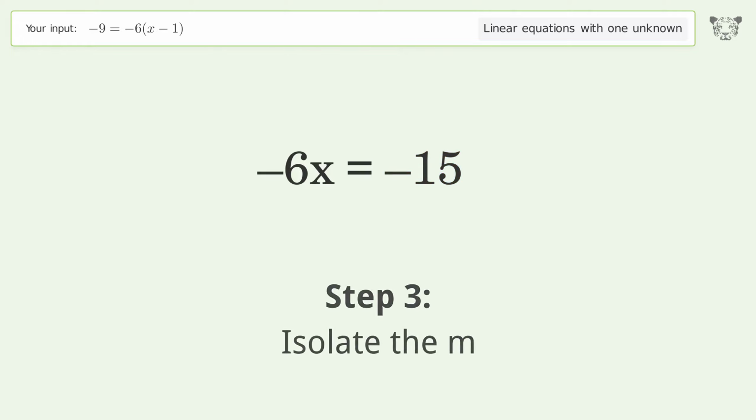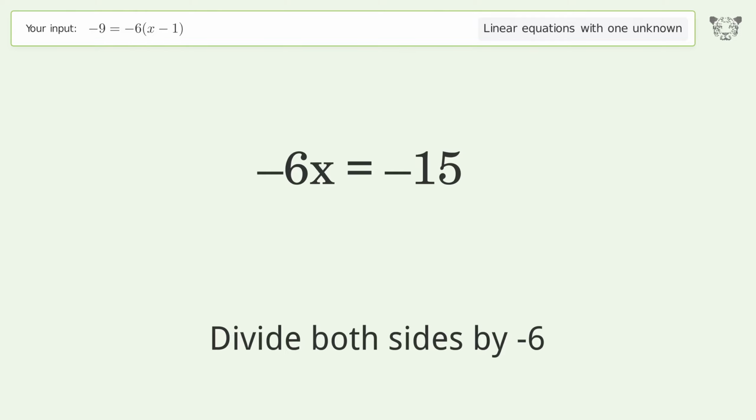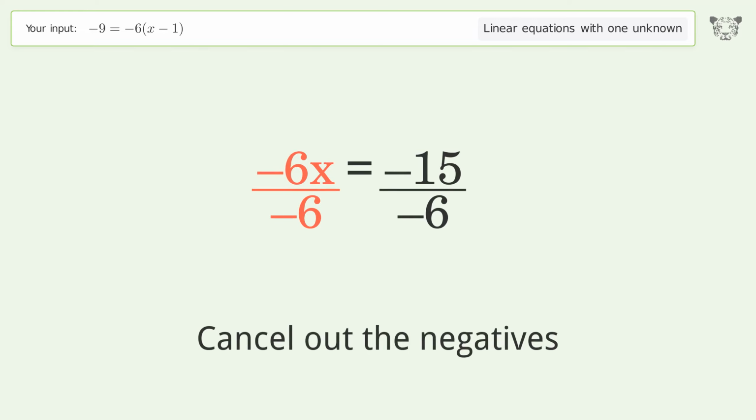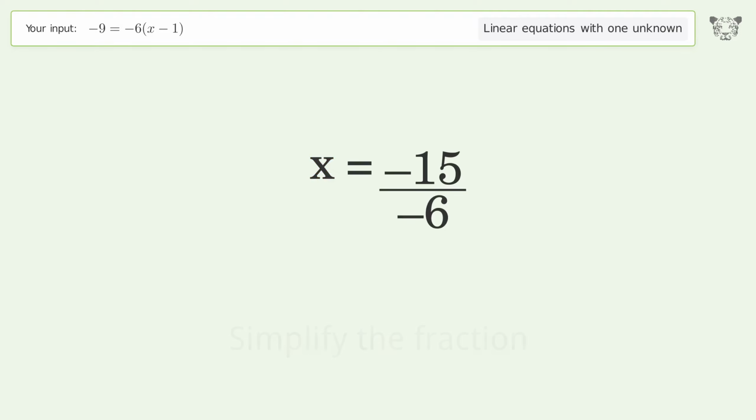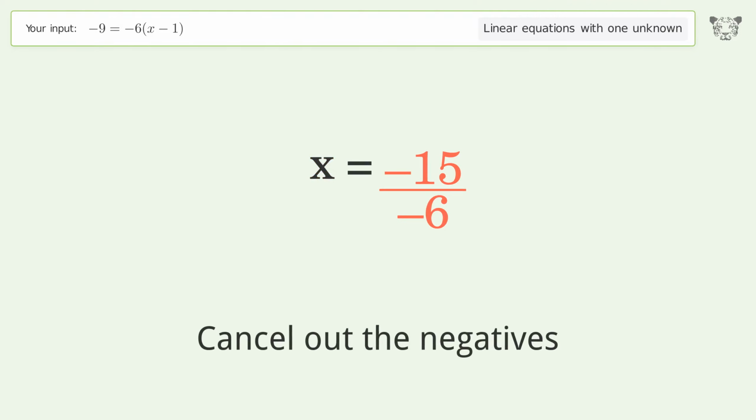Isolate the m. Divide both sides by -6. Cancel out the negatives. Simplify the fraction. Cancel out the negatives.